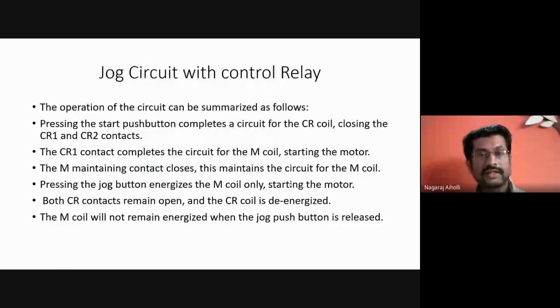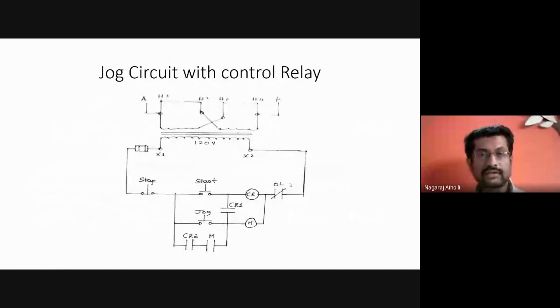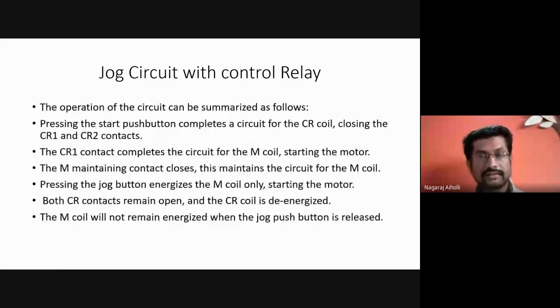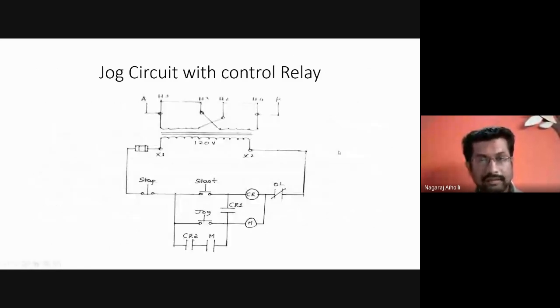Next is the jogging circuit with control relay. This is called the jogging circuit with the control relay. It's a simple operation. Here we are getting a 120 volt power supply from this arrangement. With this transformer we are able to get a 120 volt supply here, because we are using a 120 volt AC supply for controlling the operation of the different components of the PLC.